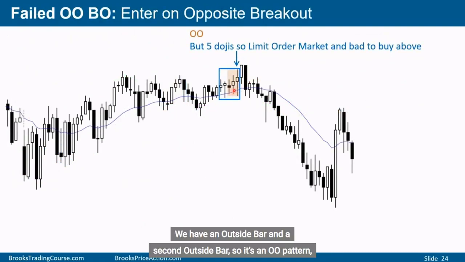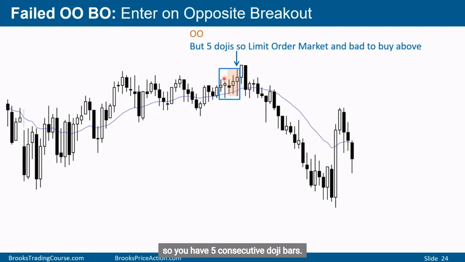We have an outside bar and a second outside bar. So it's an OO pattern, but these 3 bars are dojis, and so are these 2. So you have 5 consecutive doji bars. That's a limit order market.